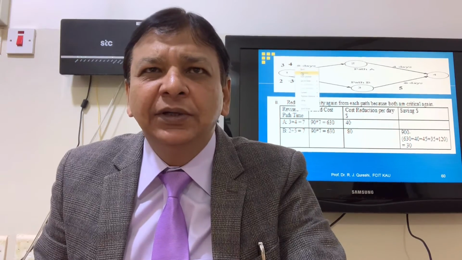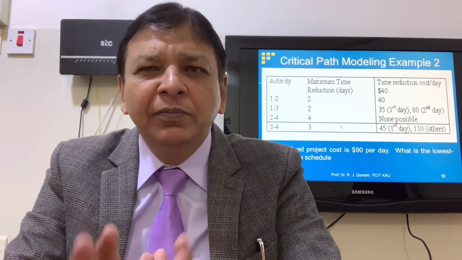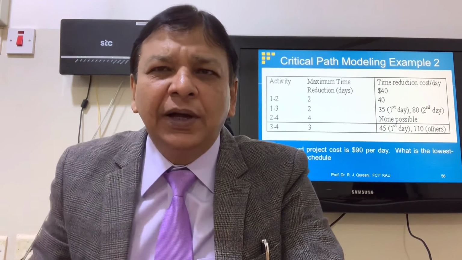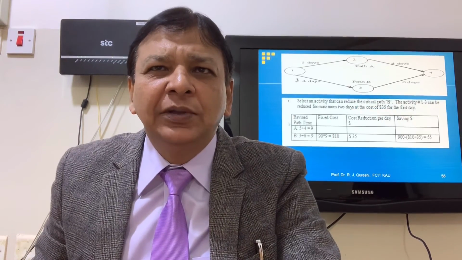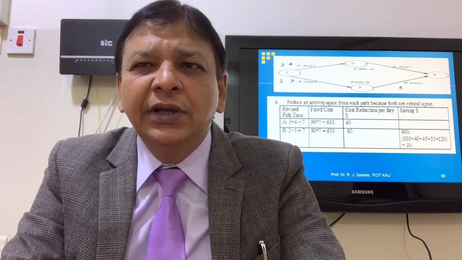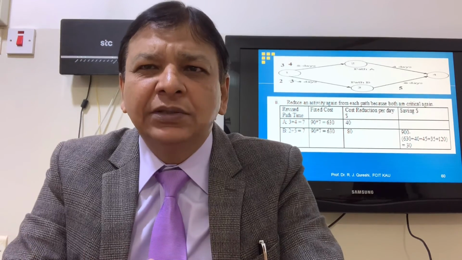Can we reduce further? Path A, 1 to 2, maximum 2 days reduction. So we cannot reduce further. We already achieved the critical path. But even we can reduce the path B. Path A is critical with the 7 days. So this is the lowest cost time schedule.